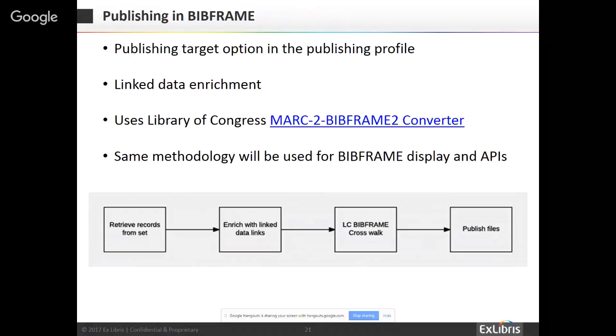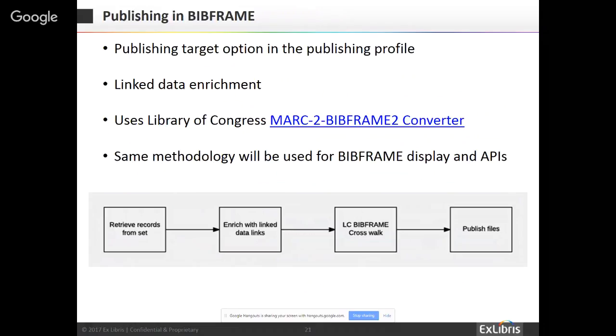So if we look here at this kind of mini flow chart at the bottom, we see the process of publishing records in BIBFRAME goes something like this. We retrieve the records from the set which is specified in the publishing profile. For each bibliographic record, we enrich those records with linked data links, the enrichment we talked about earlier in the slide deck. Then we perform the Library of Congress BIBFRAME crosswalk to take that MARC record and turn it into a BIBFRAME record. And then we put those BIBFRAME records into a file and publish those files.